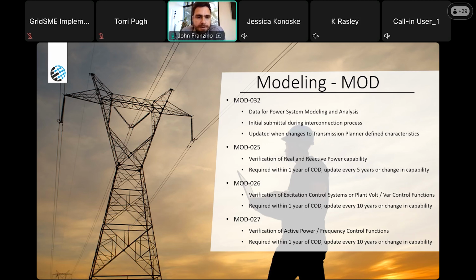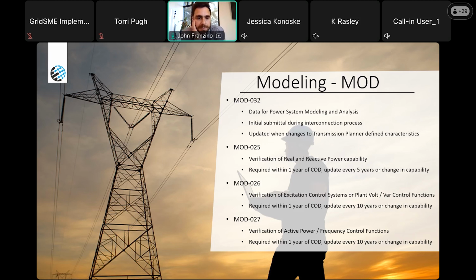Mod 25 is kind of, for lack of a better term, the simpler of the modeling verification tests when compared to 26 and 27. Mod 25 doesn't usually require any modifications to power plant controller logic or anything like that. Really, usually the challenging part about Mod 25, if anything, when we're talking about solar or wind and inverter-based resources, is finding the right window of time with the right weather conditions to perform the test, and authorization from the TOP to perform the test.